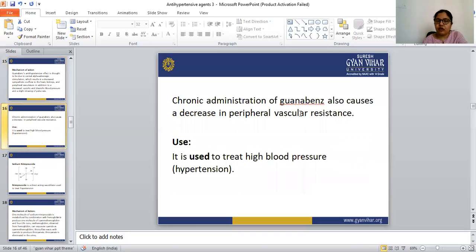Chronic administration of guanabenz also causes a decrease in peripheral vascular resistance. If we administer guanabenz in a larger dose, that also causes a decrease in peripheral vascular resistance. The use of guanabenz acetate is to treat high blood pressure. So this is all about guanabenz acetate.